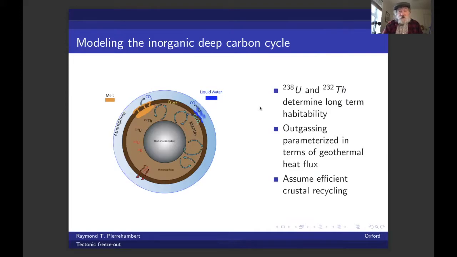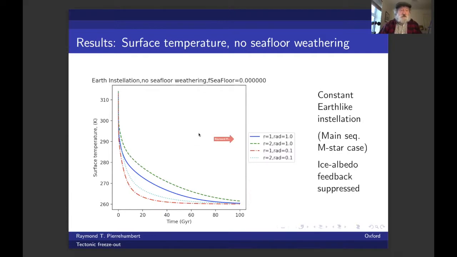The decay of radionuclides U-238 and thorium-232 are the primary pacemakers of the long-term habitability. The outgassing is parameterized in terms of geothermal heat flux. We assume efficient crustal recycling. Now on to some results.